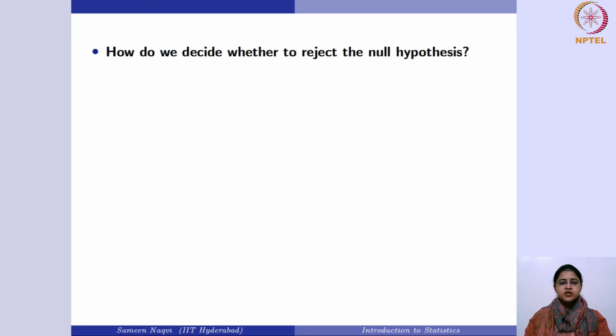Now, the question that comes up is how do we decide whether to reject the null hypothesis or not? Because we are saying that the null hypothesis is the one in which we doubt. It means we would like to reject it, right? Because if I am having doubt in something, I would not like to prove that. I would like to reject that claim. So how do we do that?